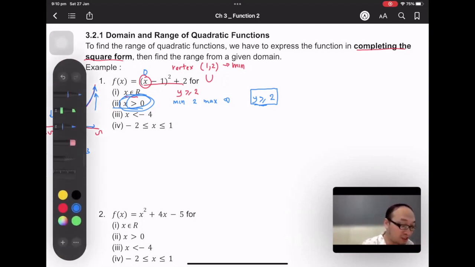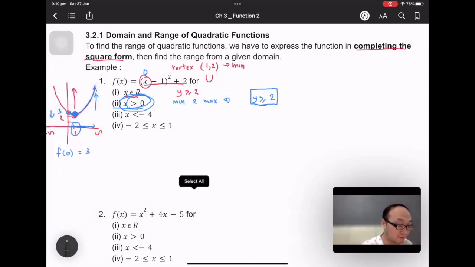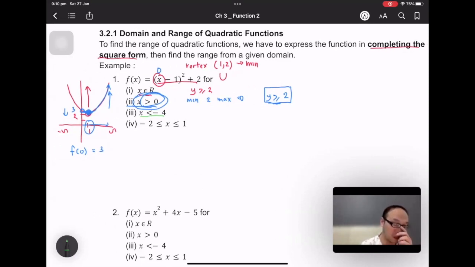Let's see the third one. I use green. x smaller than negative 4. Again, we have to find f(-4). Negative 4 minus 1 is negative 5, squared is 25, plus 2 is 27. So negative 4 will be here, and the exclusive value will be here, 27. And x is smaller than negative 4, so it's from negative 4 to the left. In the graph, it will continue up.